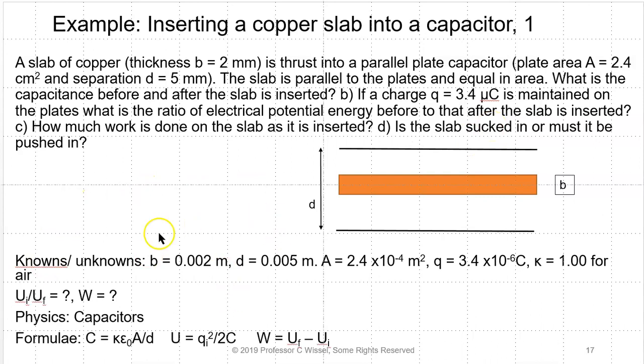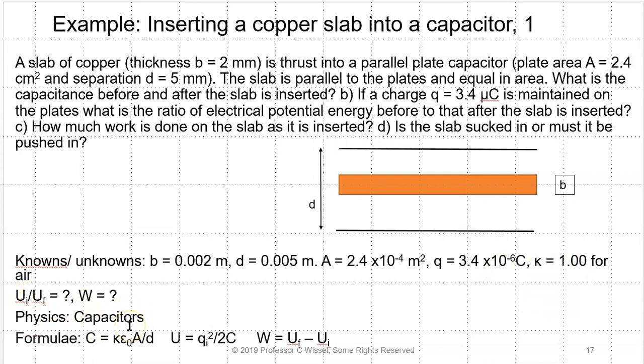Okay, so the knowns and unknowns. We know that B, we converted everything to SI. So B, which is this thickness of the slab, that's the copper slab, is 0.002 meters. D, which is the plate separation, is 0.005 meters. The area of the plates is 2.4 times 10 to the minus 4 square meters. Q, which is the charge, is 3.4 times 10 to the minus 6 coulombs. Kappa is 1 for air. We need to know UI over UF and work.